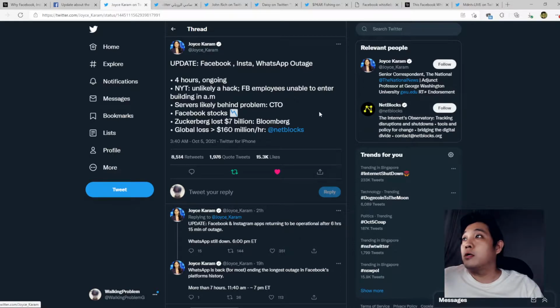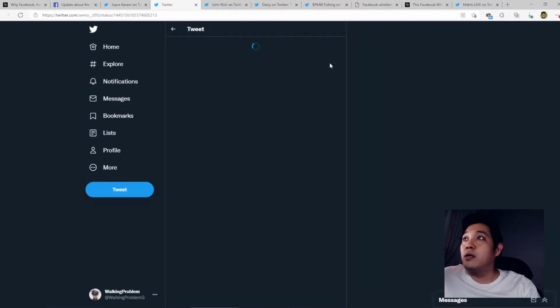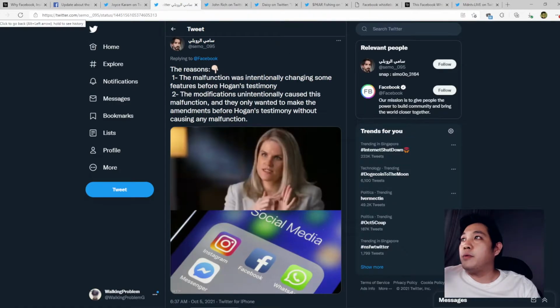So, the update here. This is a tweet which I found much earlier, saying that a server is likely behind the problem. This was much earlier, before all this was revealed, and the global loss was like 960 million per hour. But Bloomberg actually said Facebook lost $7 billion for this outage. However, there are other people that say that this outage is deliberate.